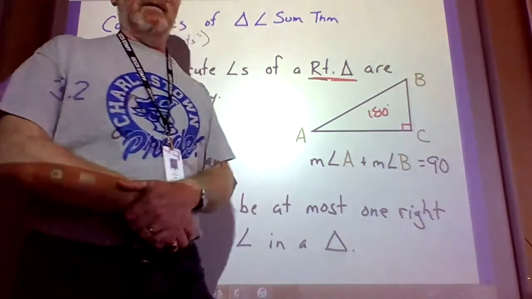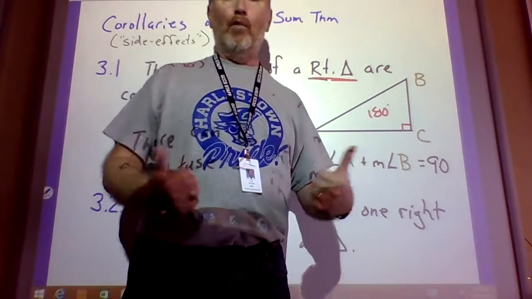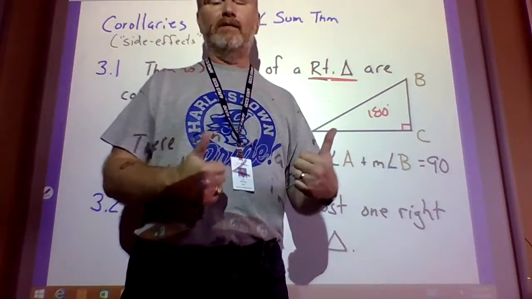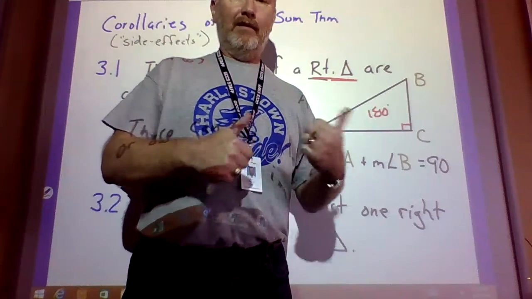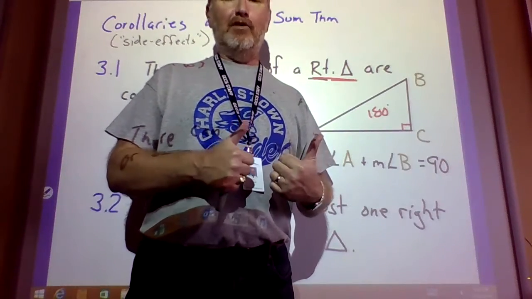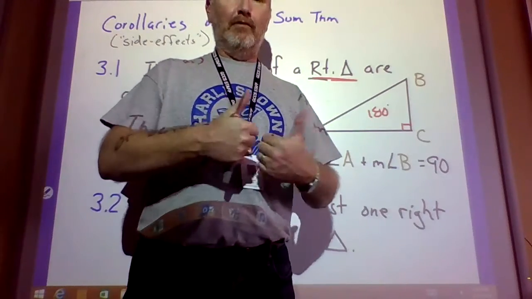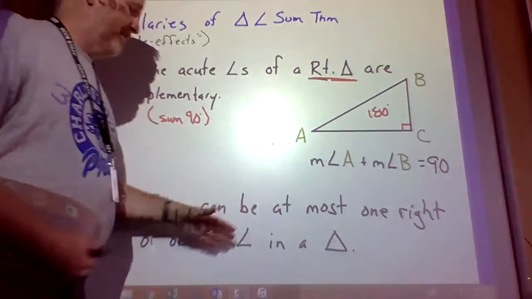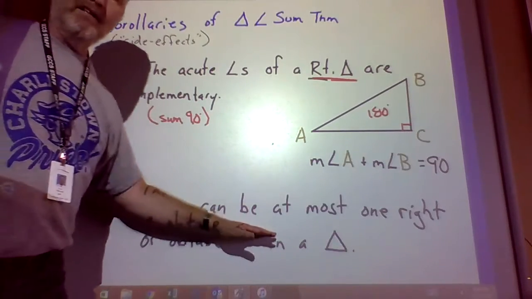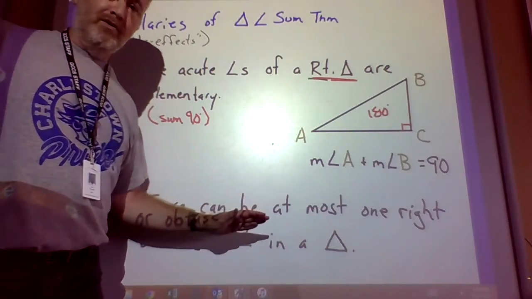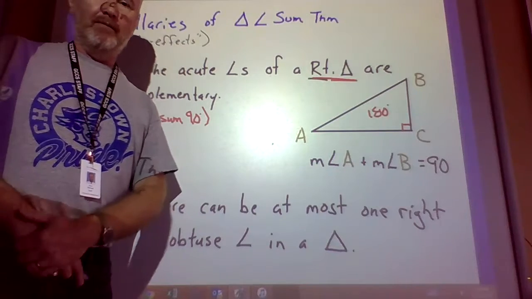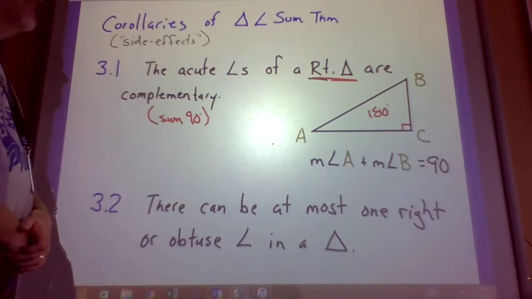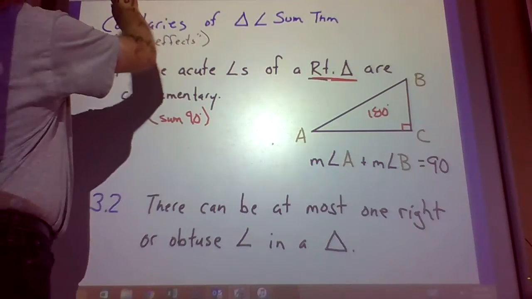Somebody's saying, could you have one right and one obtuse? No, because the right angle would be 90 and the obtuse would have to be more than 90. So when you put them together, that's already more than 180. So you can only have one right or one obtuse, and the other two have to be acute. All right, and that takes us to the last screen of the lesson.